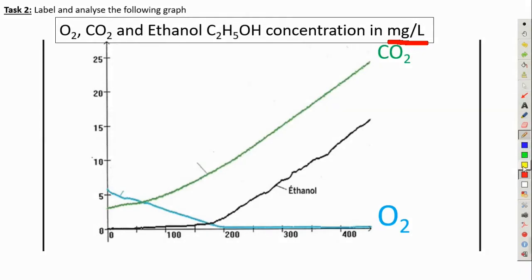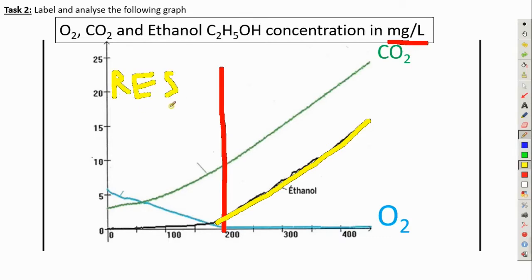Okay, we're going to split the graph in two. There's something interesting that happens at 200 seconds. The amount of dioxygen is down to 0. There is no more dioxygen left. And you can see that more or less it corresponds to the moment where ethanol starts increasing. So basically what's happening here is that in this first part, there is still dioxygen. So in this part, the yeasts are doing respiration.